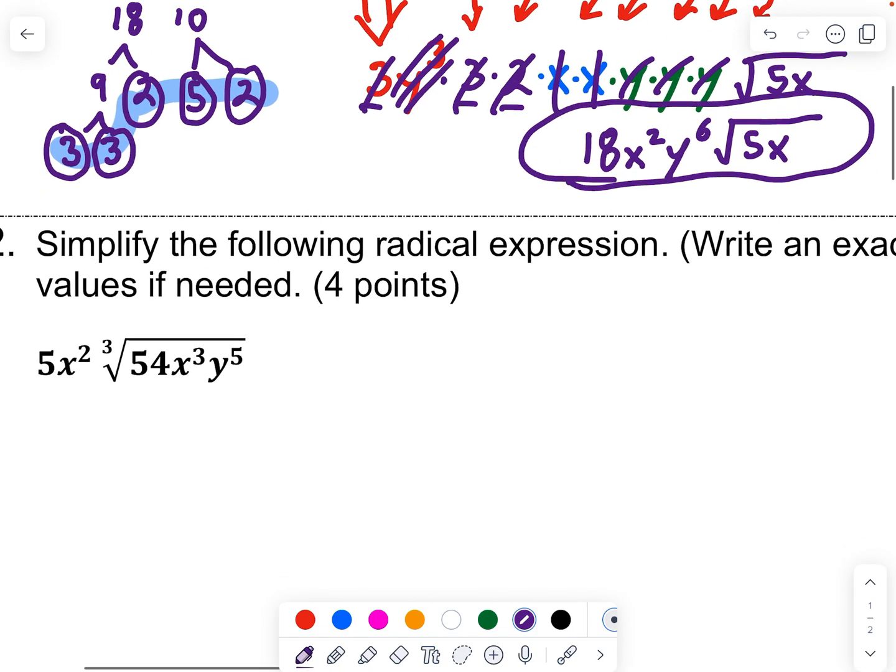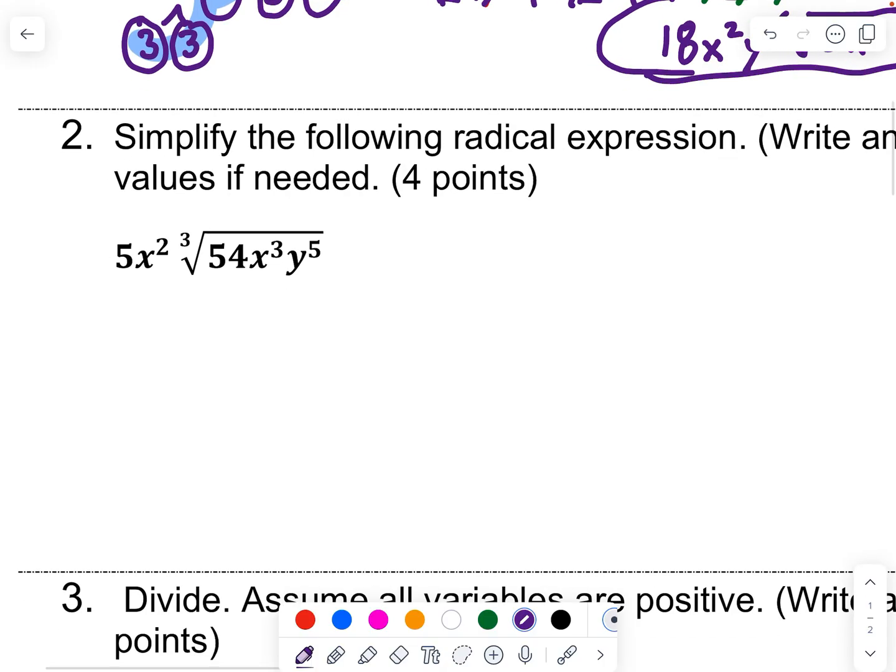There is my simplified answer right there. Let's take a look at this with a cube root. Exact same thing with a cube root, only you will see that we are circling 3 of a kind instead of 2 of a kind. So let's do our factor tree. Break it down until it does not break down any further.